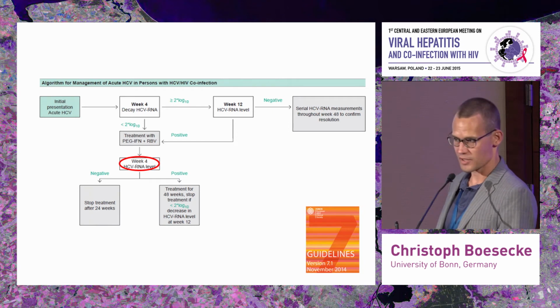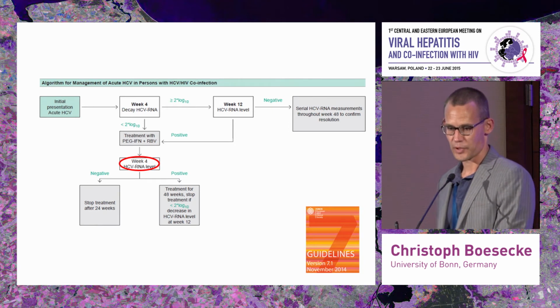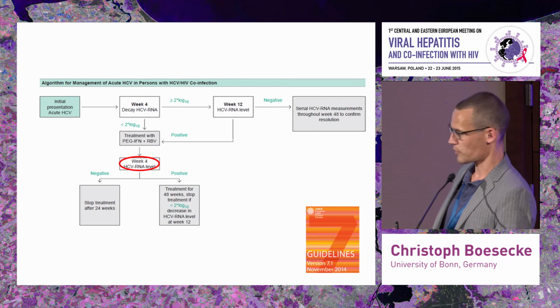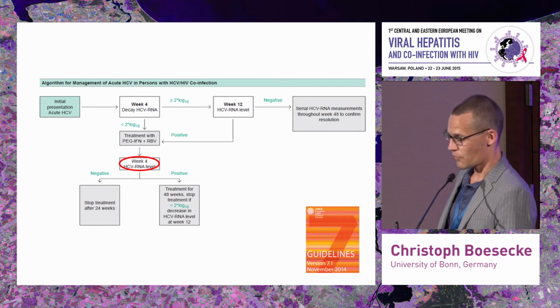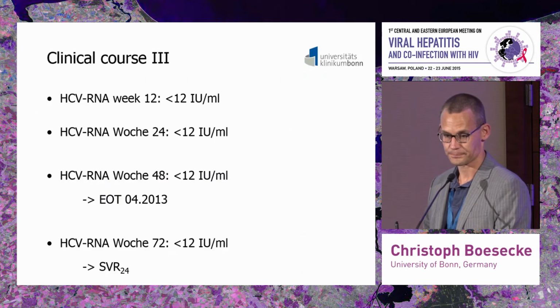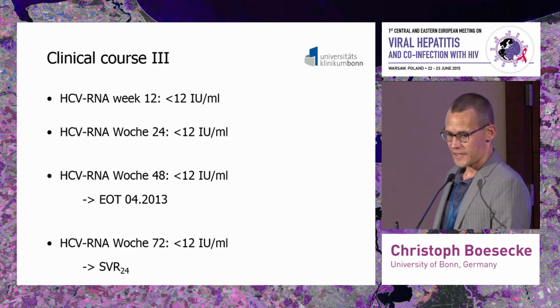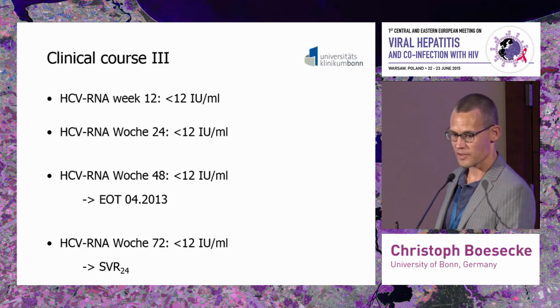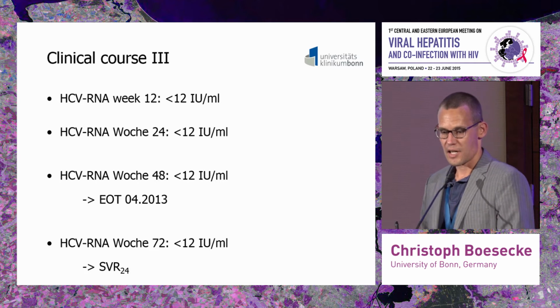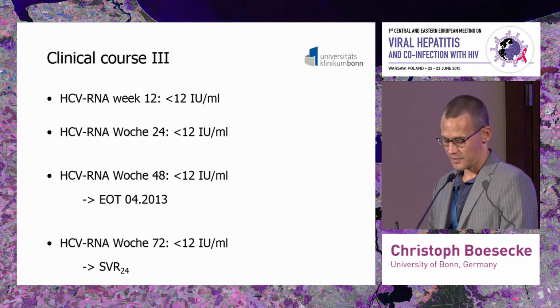This week 4 HCV RNA level, again, is very important to determine the duration of treatment. If your HCV RNA level is negative at week 4, you should go for a 24-week course. If it isn't, and that's the case in our patient, you should go for 48 weeks of treatment. That's what he did. So he's been undetectable since week 12 and was undetectable at the end of treatment, and then he also reached SVR, which at that time was still 6 months after the end of treatment.